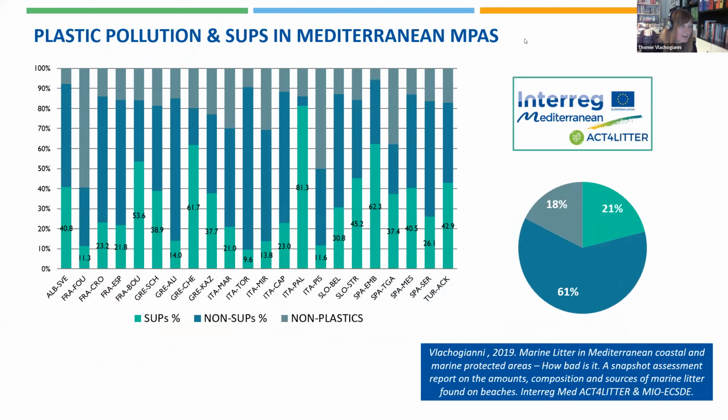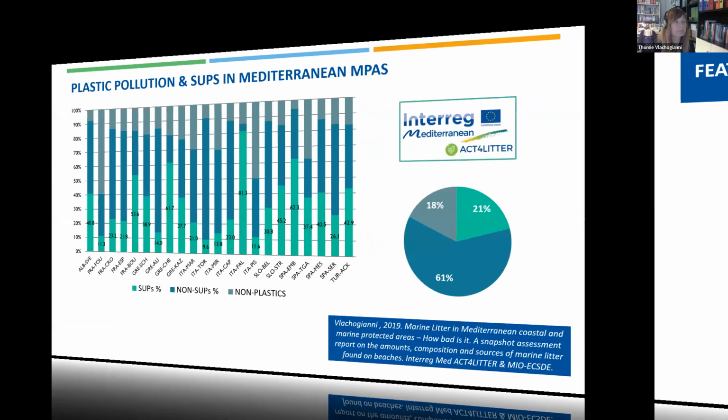And even marine protected areas are not untouched by this problem of plastic pollution. And on this graph, you can see the variation in terms of the amount of single-use plastics found on the coastal protected areas. In some cases, we have a very high amount of single-use plastics deposited on the coastline, almost 80%. But in some other areas, this was around 11%. And this has to do exactly with what I was saying earlier, that this depends on the type of activities taking place in these areas.